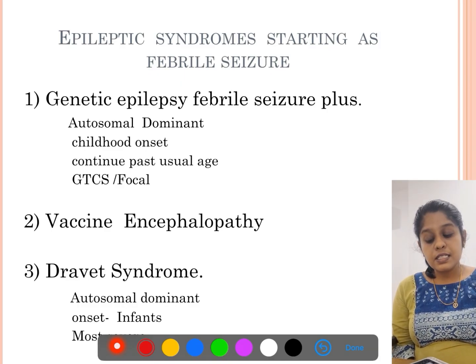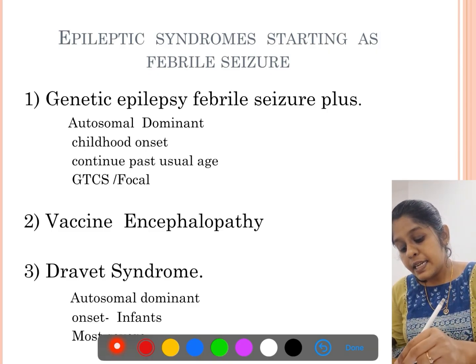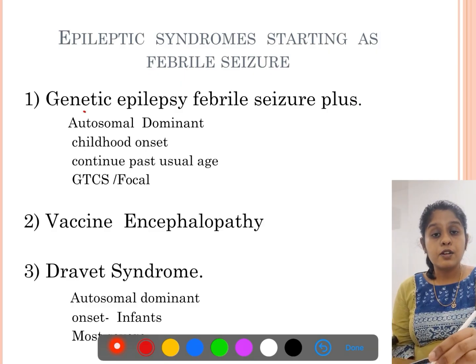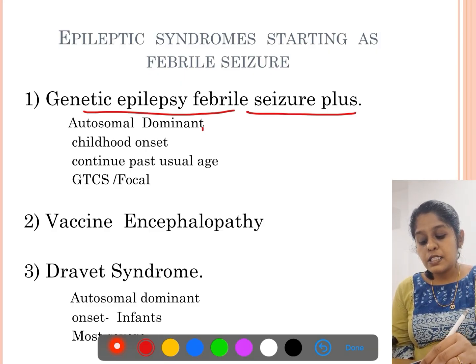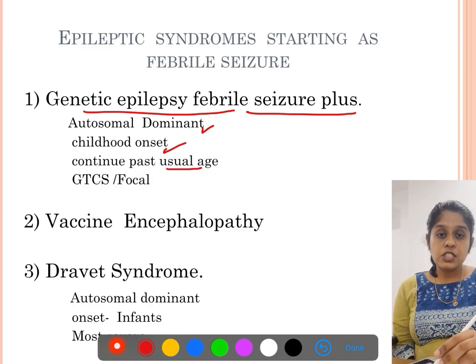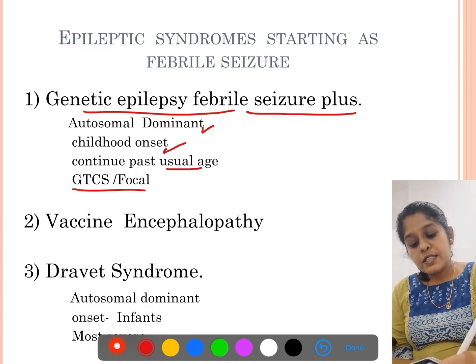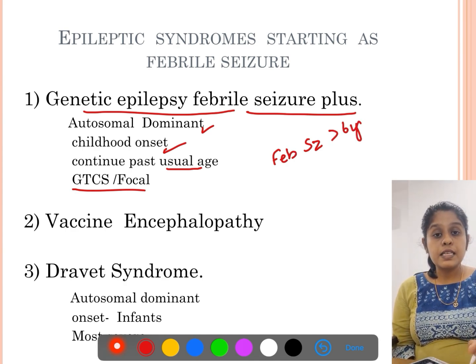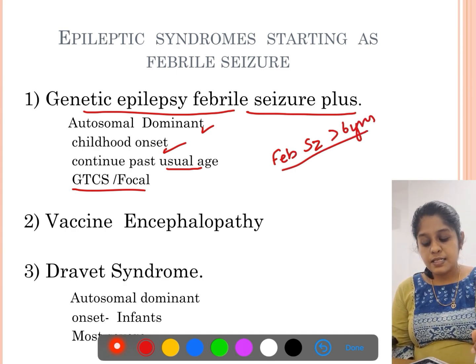So there are certain syndromes called genetic epilepsy febrile seizure plus. This is an autosomal dominant condition with childhood onset seizures that continue past the usual age, which can be either GTCS or focal. So if a child has febrile seizures beyond 6 years, you call it genetic epilepsy febrile seizure plus.